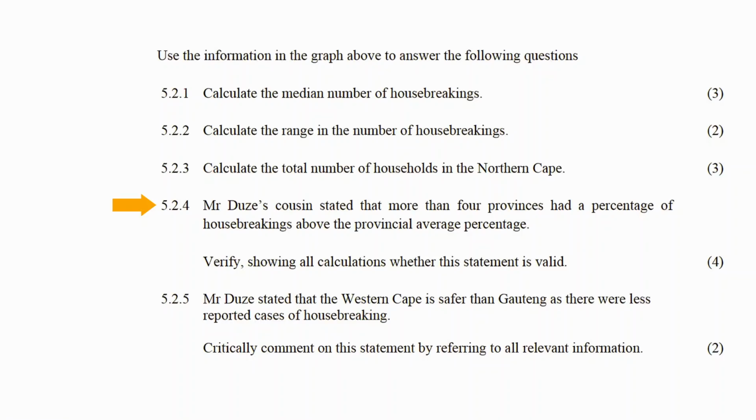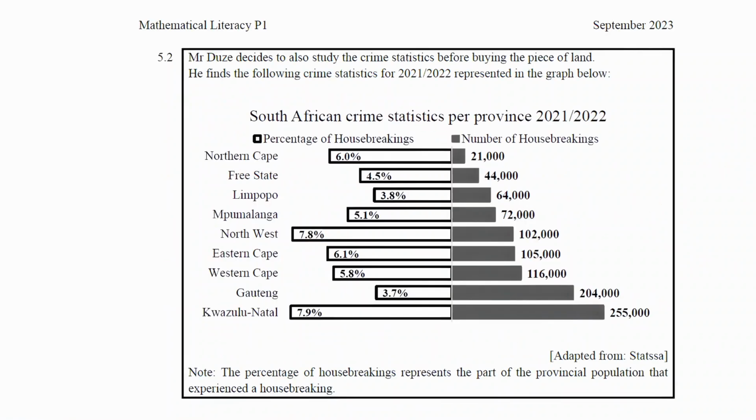In question 5.2.4, Mr. Duze's cousin stated that more than 4 provinces had a percentage of house break-ins above the provincial average percentage. You have to verify, showing all calculations, whether the statement is valid. Now the first step to solving this problem is to calculate the provincial average percentage. The average, also known as the mean, is a measure of central tendency.